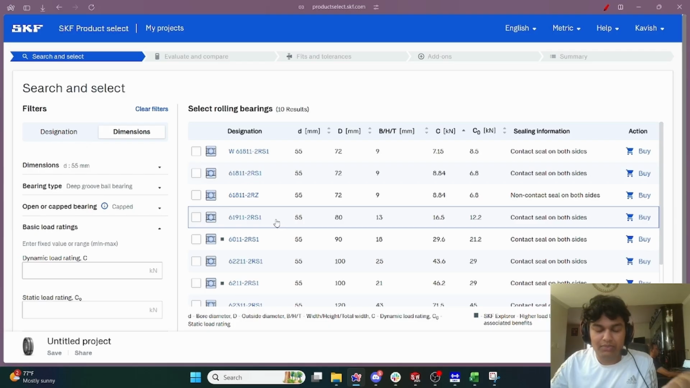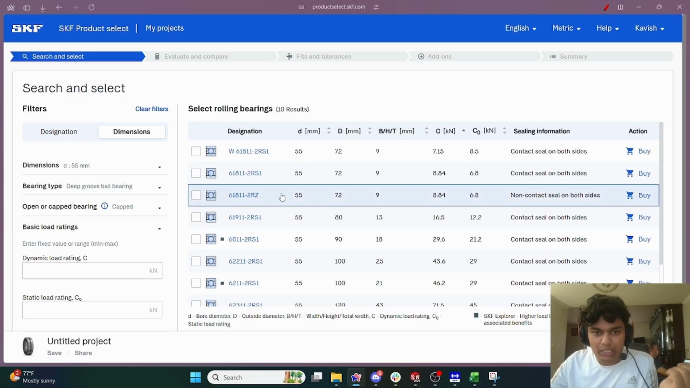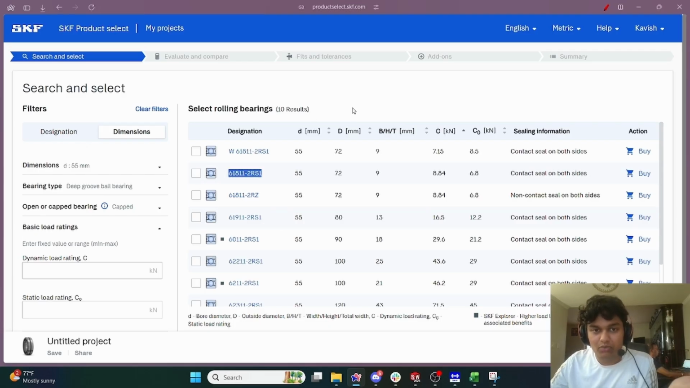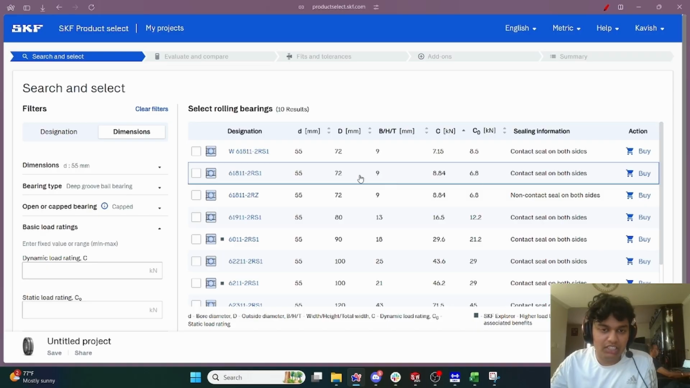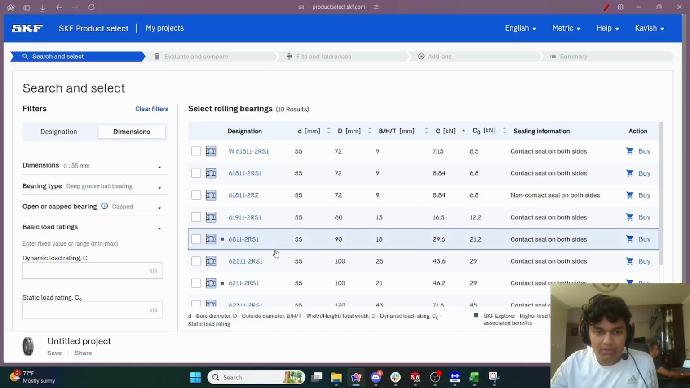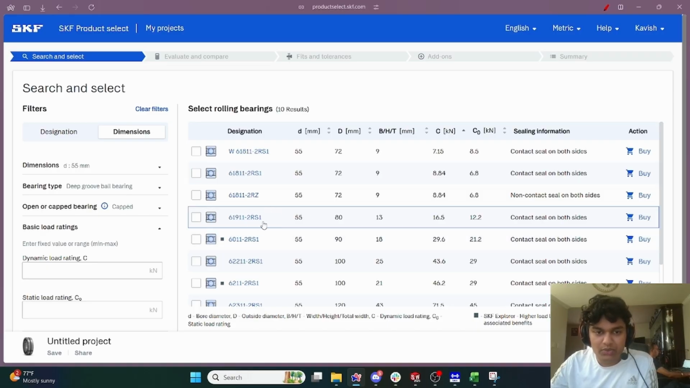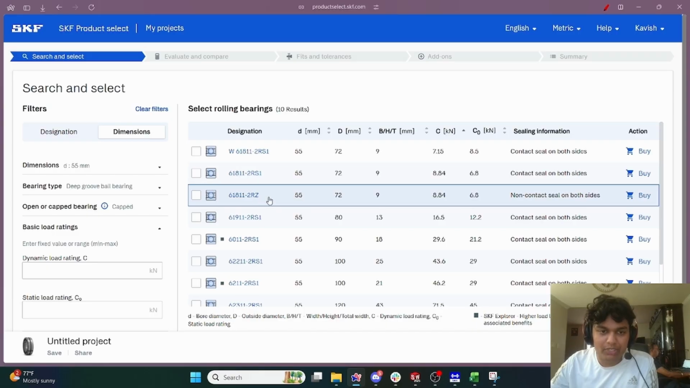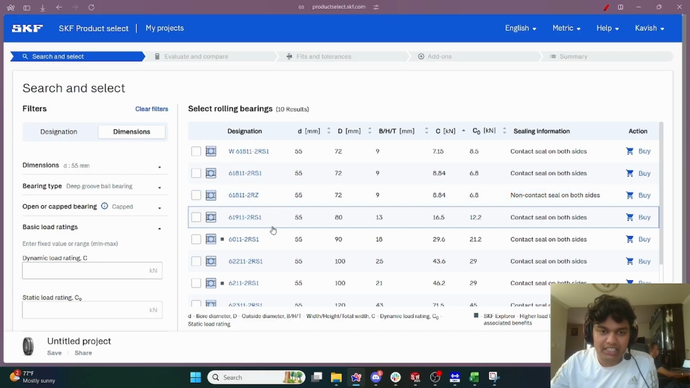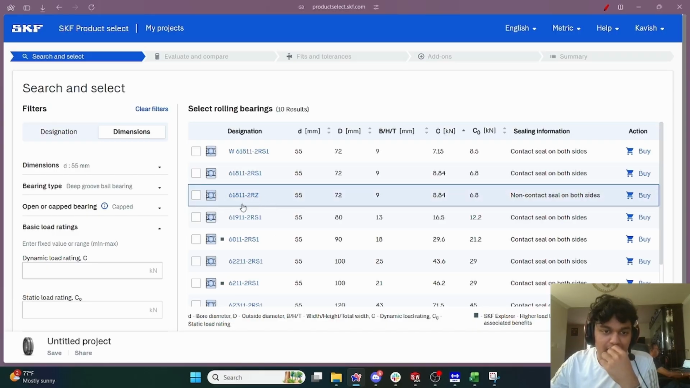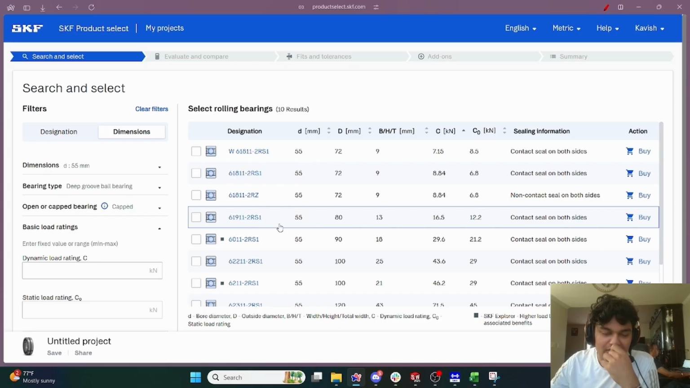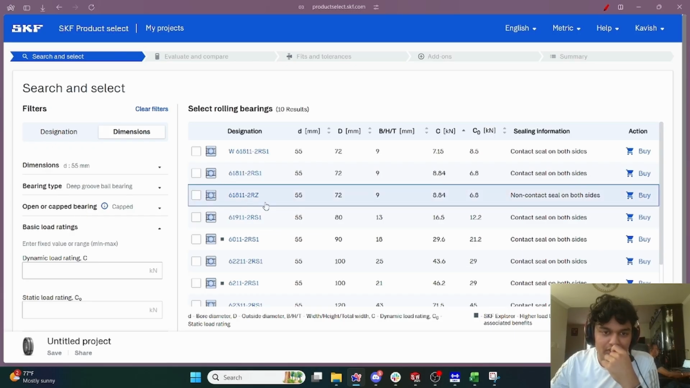And so if in the future we find that we can go down to 618 ones, then we should, because the numbers clearly are in its favor. But yeah, and then two RS1s versus two RZs. If you're wondering why we use the RS1s instead of the RZ, I believe these are non-contact seals and these are contact seals, so you can get to higher revolutions with those.